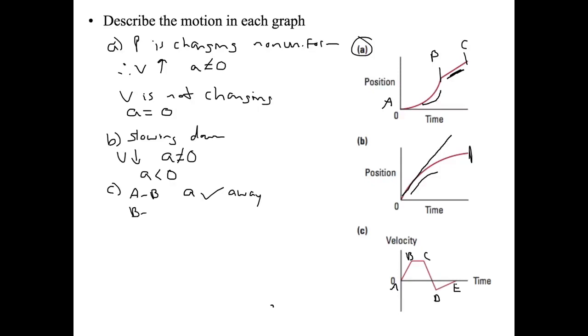Between points B and C, the speed levels off and it starts to travel at a constant velocity. So you'd say that V is constant. And if V is constant, A is equal to 0. We have no acceleration.